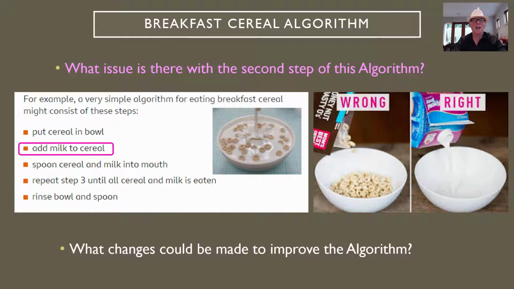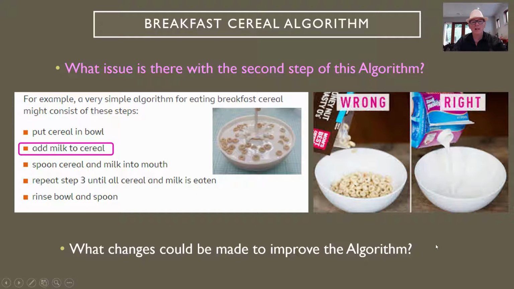Okay, now here's another algorithm. This one's for breakfast cereal. Now there's an issue on this algorithm and it's at the second step. So you've got to think, if I had a robot doing this, remember a robot can't see, it can't think at all, it's got no real world experience. That step of adding the milk, what could be wrong there?